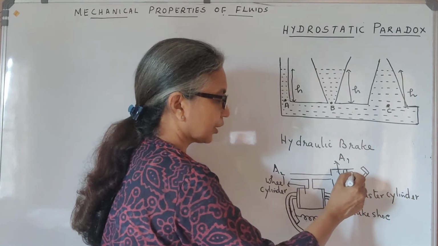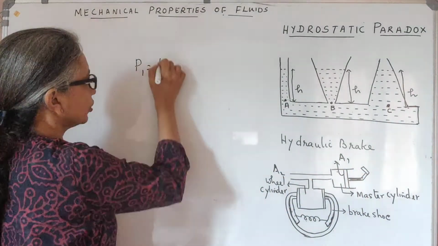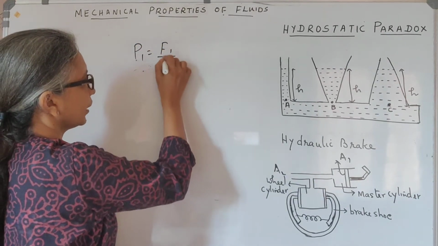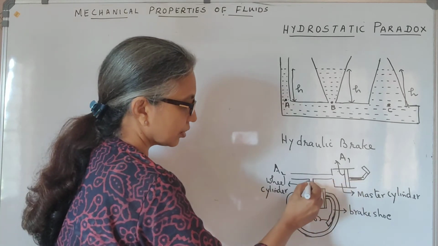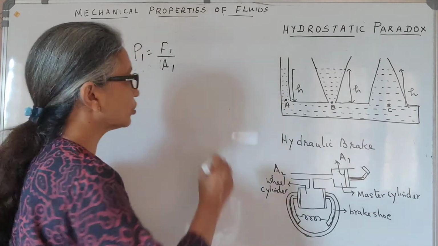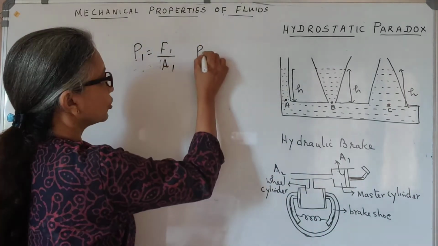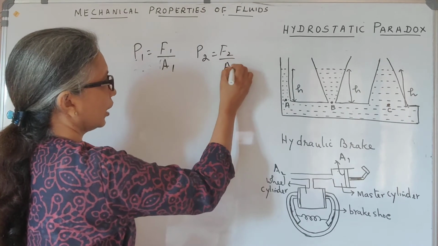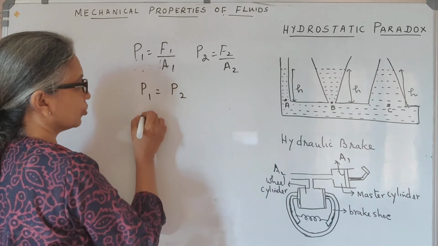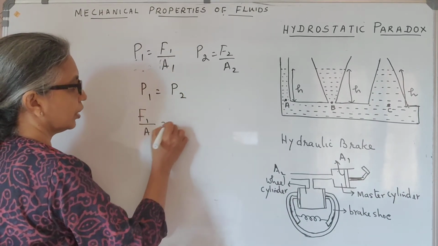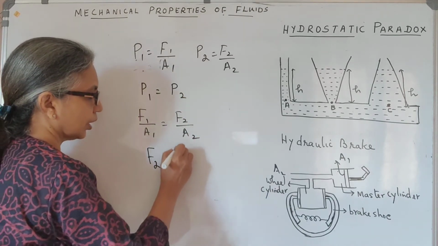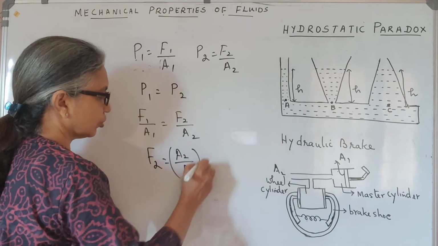So when you apply a pressure here, which is P1, equal to F1 by A1, the same pressure is transmitted through the fluid to these pistons, which are of area A2. So the pressure here will be P2, which is F2 by A2. Like in the previous case, Pascal's law says P1 should be equal to P2, or F1 by A1 equals F2 by A2, which tells us that F2 is equal to A2 by A1 into F1.